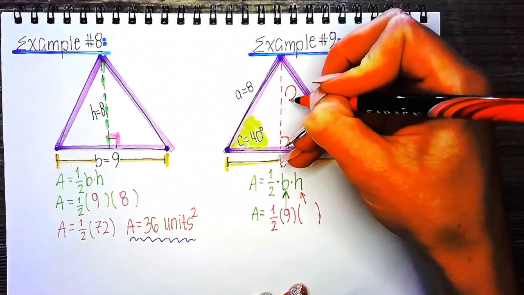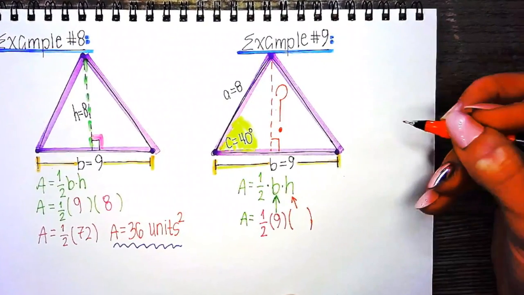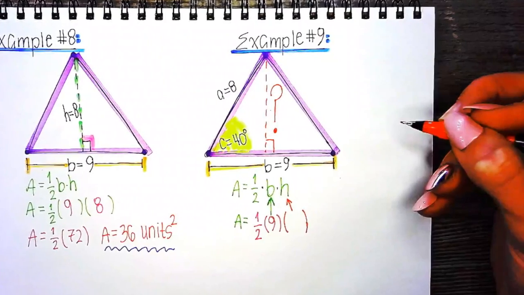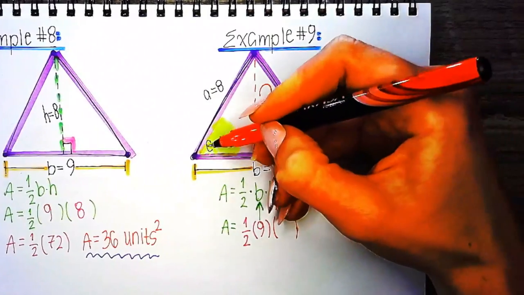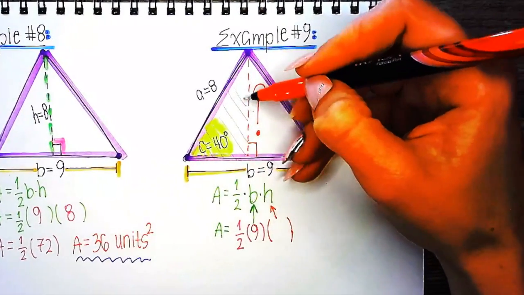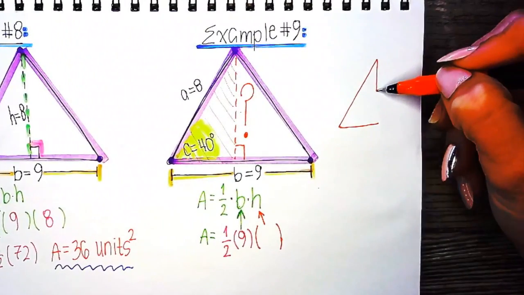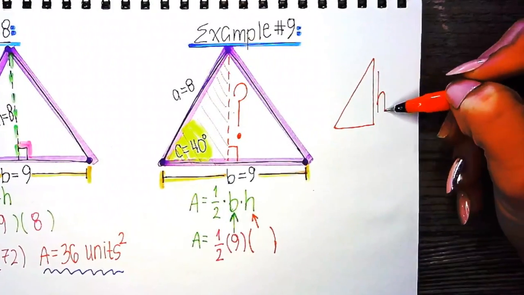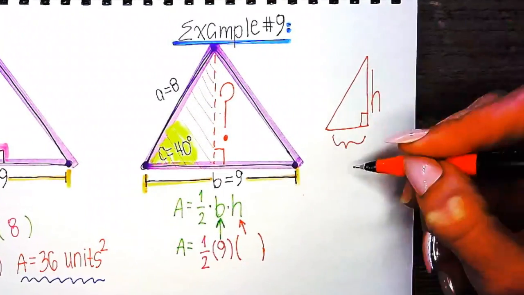What I did is I drew in my altitude as a dashed line. That's where that question mark is highlighting. Then the triangle on the left side of the dashed line is redrawn to the right of the triangle for example 9. I took a minute to point out that that bottom measure of the leg is not 4.5.